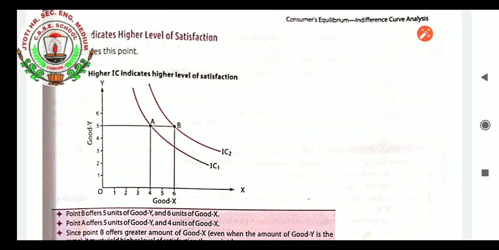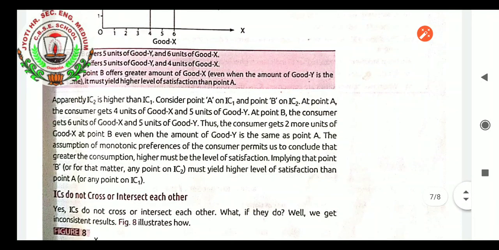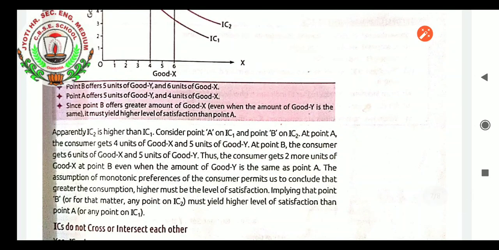So it is the highest there, and the next is 5 to 6. When it is drawn, it is the second highest. Apparently IC2 is higher than IC1. Nothing is to be explained. These are parallel to each other. They do not intersect each other.